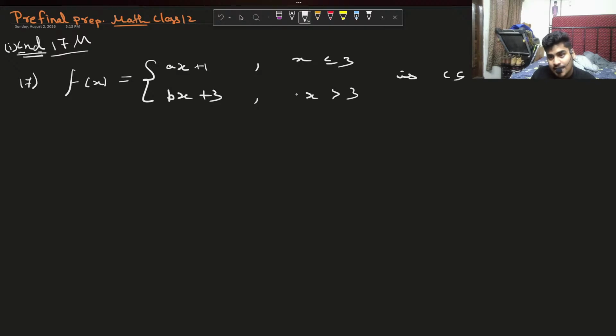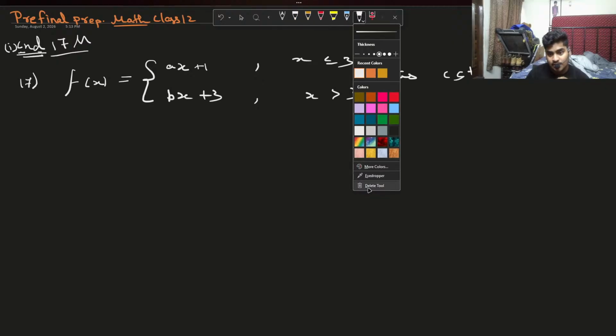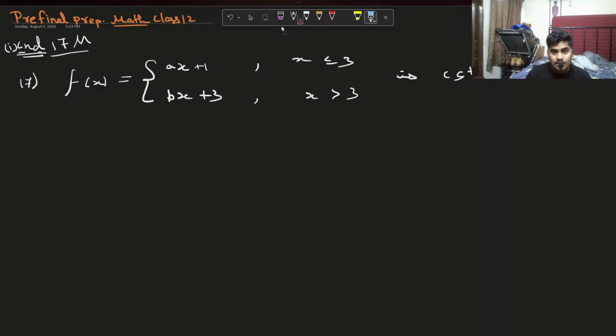It is continuous at x is equal to 3. I want you guys to note this, please, because this x is a continuous point. So now let me take some time and teach you guys. They have told us it is continuous at a point. Let me delete this tool and keep this. Yes, here it's enough.